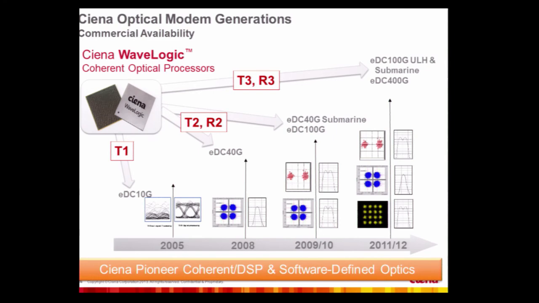Ciena actually started working on this in about 2005. The first solution was a 10 gig solution with digital signal processing. That was still intensity modulation, dispersion pre-compensation really. So you would send a distorted signal into the fiber, and then at the receive end it would be cleaned up. From this experience, we were able to make the first 40G coherent transmission system, and we were first to market with that in 2008.